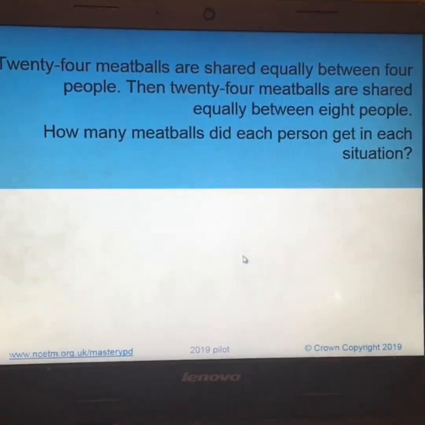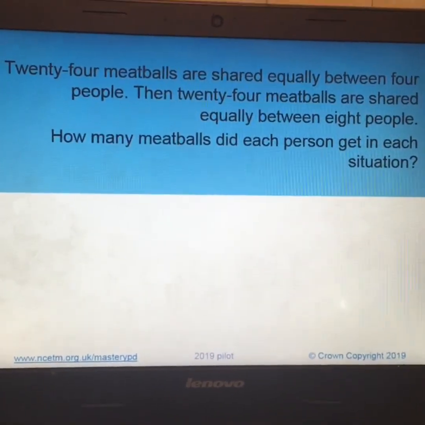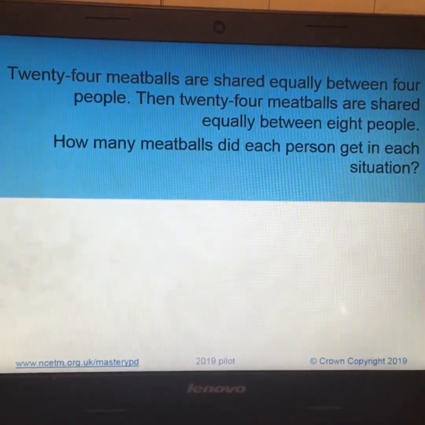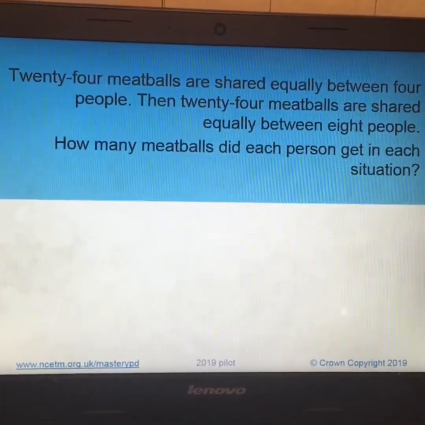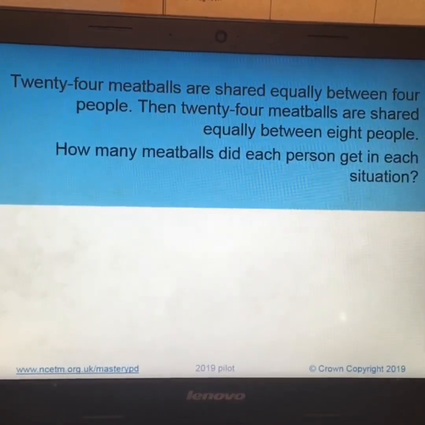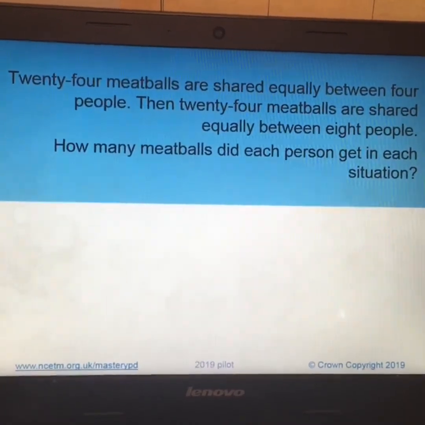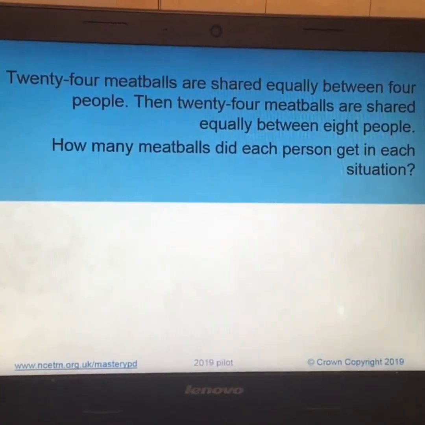So here's our first question for today. 24 meatballs are shared equally between 4 people. Then 24 meatballs are shared equally between 8 people. How many meatballs did each person get in each situation? So I want you to write out these 2 number sentences and I want you to show the relationship between them. Off we go.